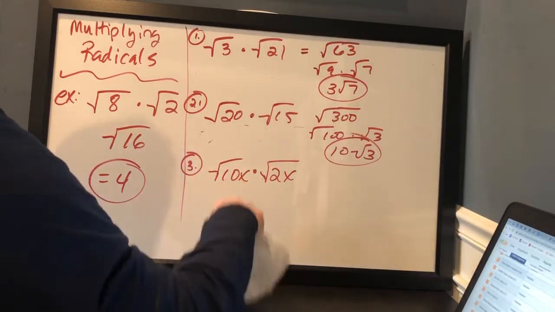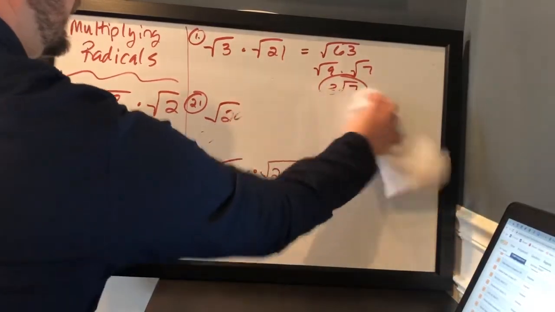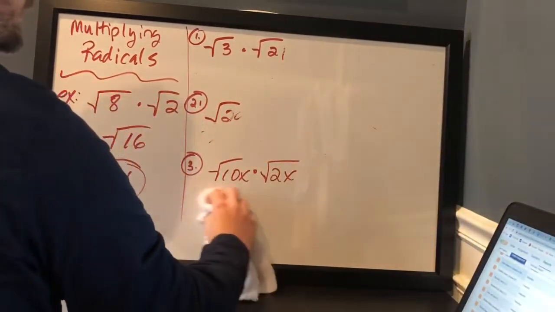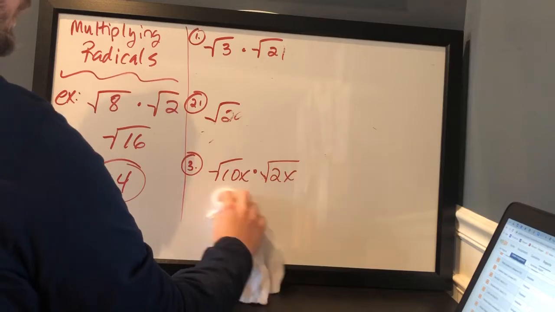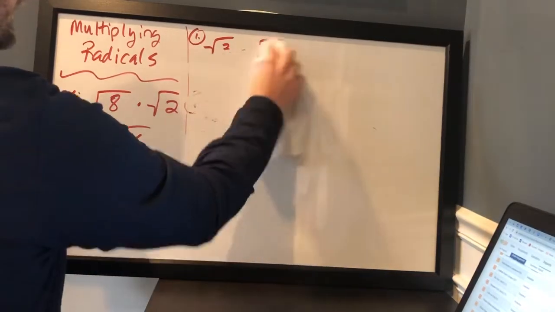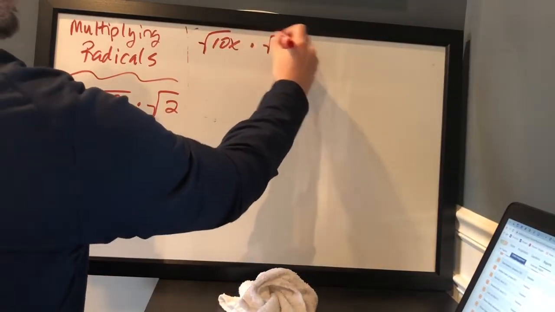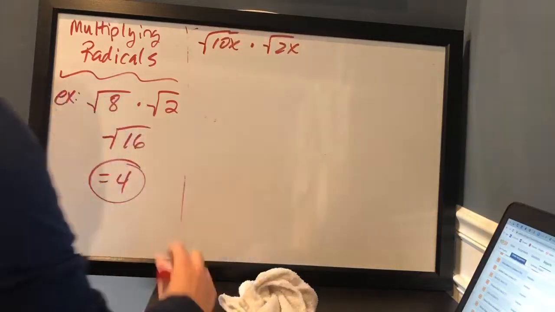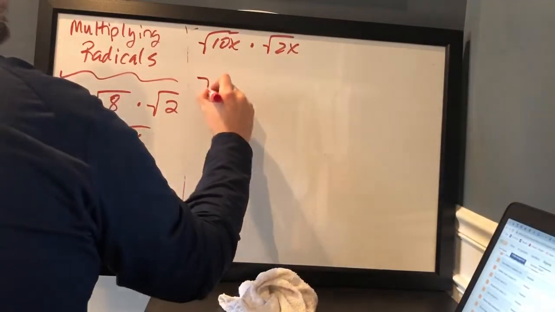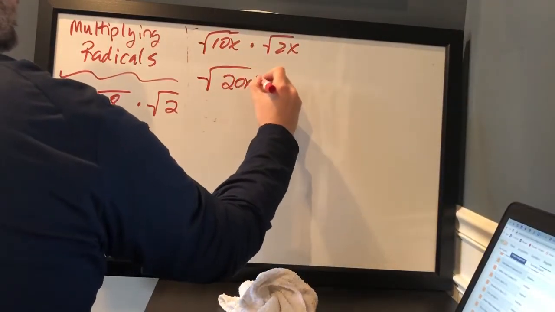All right, so the last one we're going to work on is this one. Square root of 10x times the square root of 2x. I'm going to move it up here so we can do it both ways. All right, square root of 10x times the square root of 2x. So what we can do is this: square root of 20x squared.